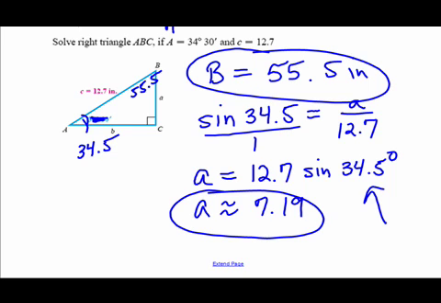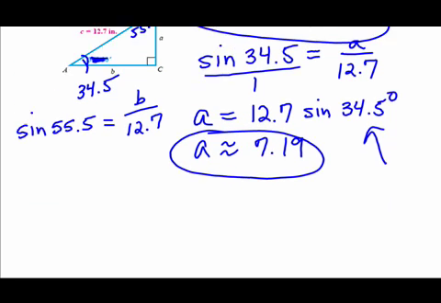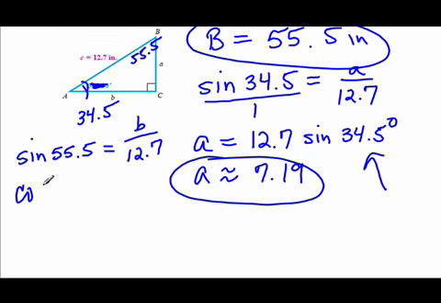You could say that the sine of 55.5 equals opposite side B over hypotenuse 12.7, one way of getting your solution. What else could you have used? You could say cosine of 34.5 equals adjacent side B over hypotenuse 12.7.